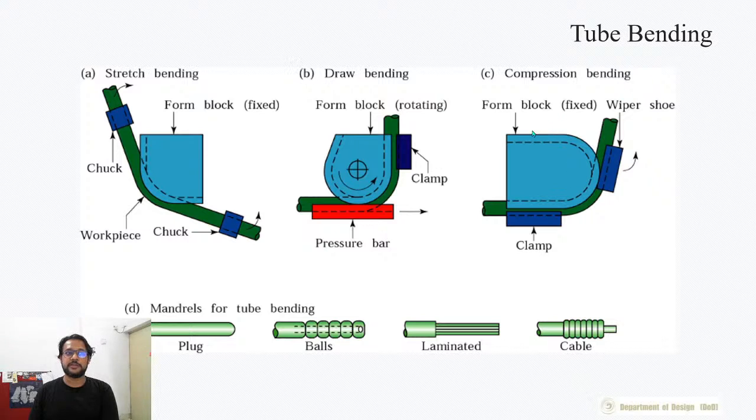And this is compression bending, where the forming block is fixed, and there is a metal piece, a wiper, which takes the pipe and pushes it along the forming block. So very recently we purchased a pipe bending machine. So when you come back to the campus, you will be able to explore those machines.